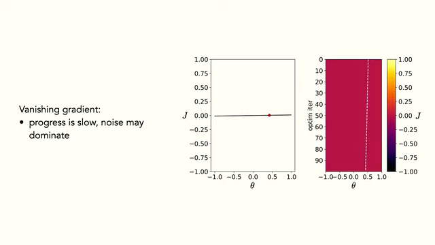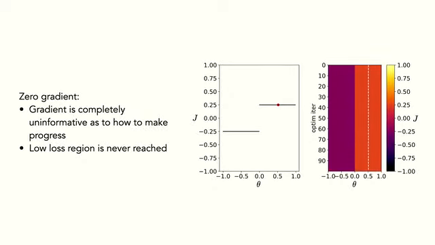Here, even if this is not completely flat, which you can see here it isn't, it's what we call a vanishing gradient. The progress would be really slow, and noise in your batches, for example, might end up dominating over the signal. So this would be very difficult to optimize. Here, this one has 0 gradient everywhere, basically completely uninformative as to how to make progress. And so it's really difficult to ever hit any low loss region.